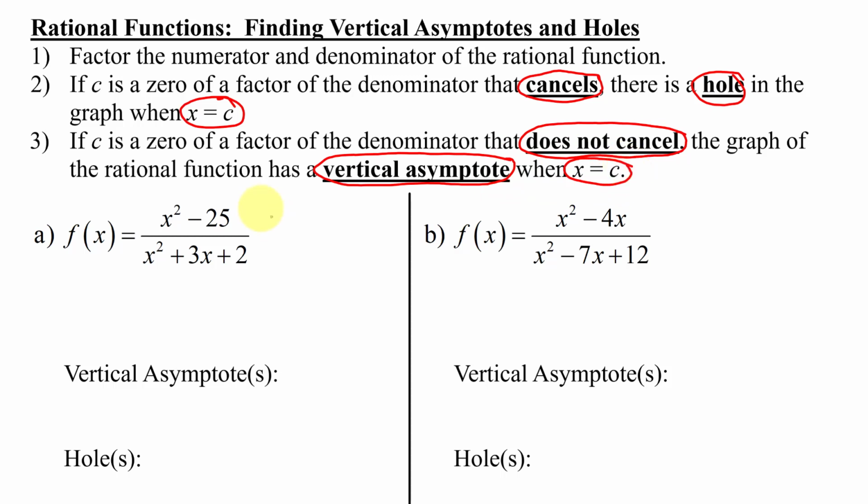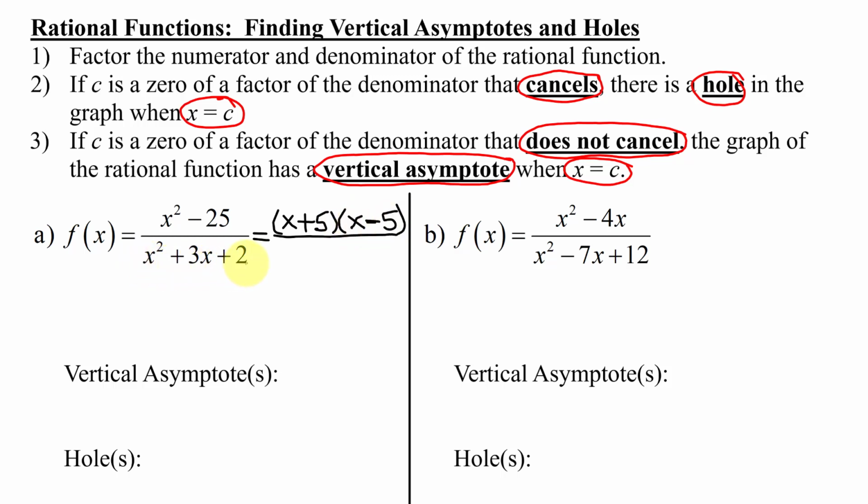Now looking at my first example over here, does anything factor? Well, looking in the numerator, it's the difference of two squares. That definitely factors. The square root of x squared is x, so I need an x and an x. The square root of 25 is 5, so I need a 5 and a 5. I need opposite signs in my parentheses, so I have x plus 5 times x minus 5.